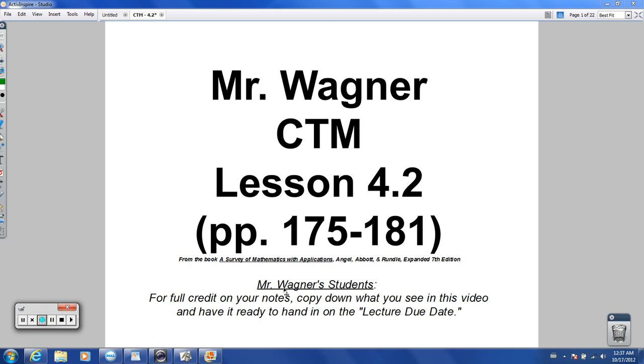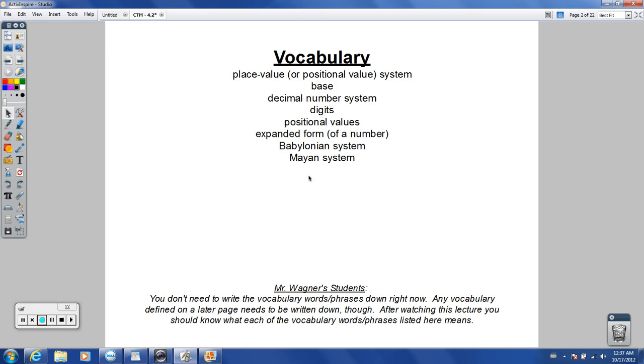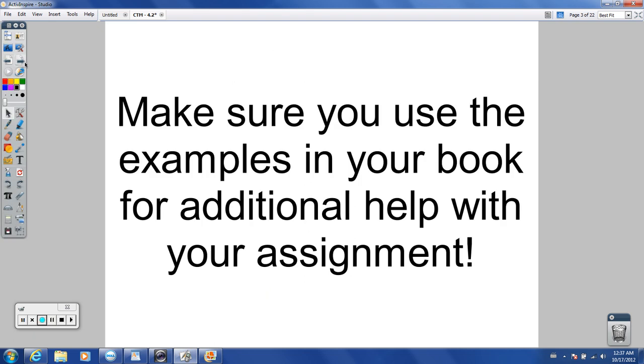Can be found on these pages right here. Here's the vocab for this lesson. Make sure you understand all these things by the end of this lesson. And we've also got this, as always. Just make sure you're using those extra examples in your book. What I have here is just some additional examples to what's already in your book.